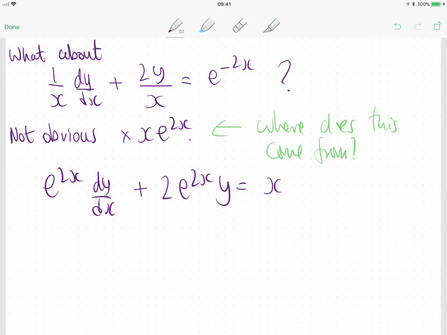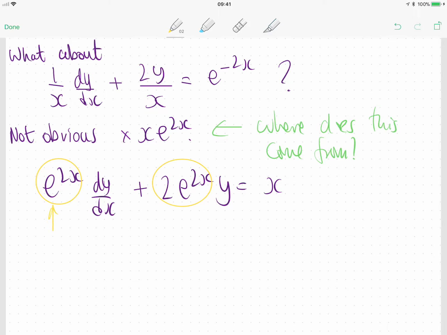So why did we do that? Well, take a look at what we now have. We have some function here, e to the 2x. What do you get if you differentiate this function? The power is going to come down. The 2x you differentiate to 2, that's going to come down. That's exactly what appears here.